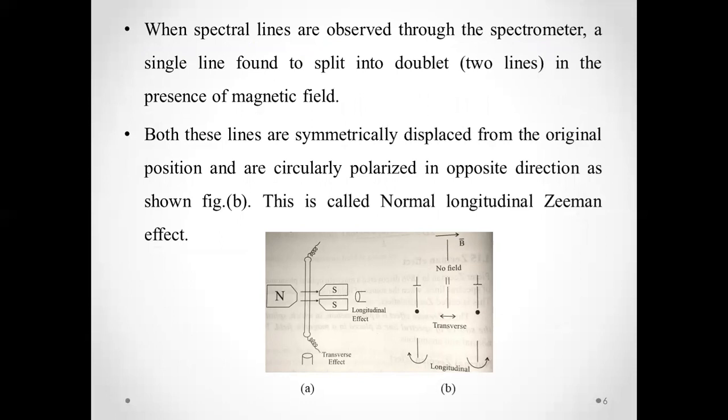Both these lines are symmetrically displaced from the original position and are circularly polarized in opposite direction as shown in figure B. This is called normal longitudinal Zeeman effect.